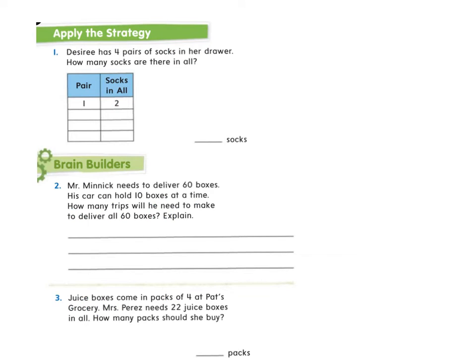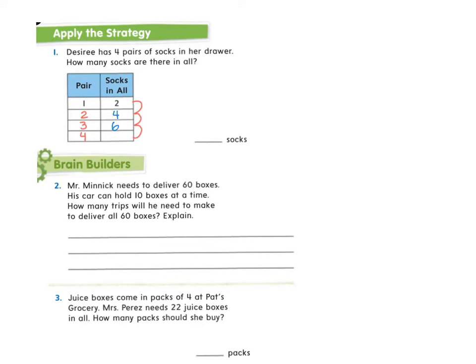All right, let's look at another table. So this problem says Desiree has 4 pairs of socks in her drawer. How many socks are there in all? Okay, so we know that 1 pair is equal to 2 socks. So I'm going to fill in my table. I'm going to say, okay, what if I had 2 pairs, 3 pairs, or 4 pairs? Again, there's going to be some kind of a pattern going on in the table right here. So if I have 1 pair, I have 2 socks. So 2 pairs would be 2 sets of 2 socks. All right, so that would be 4 socks. 3 sets of 2 socks would be 6 socks.